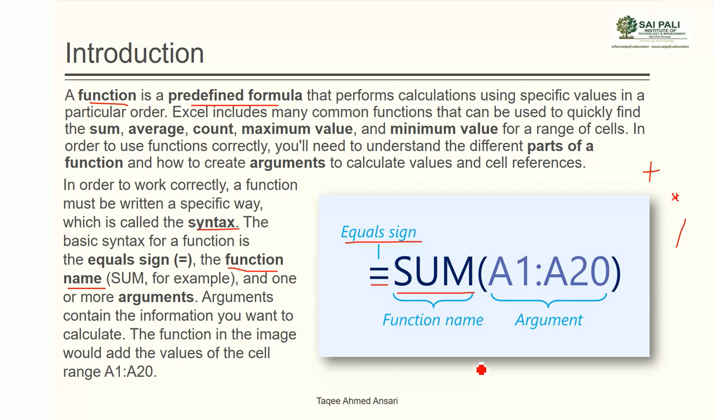And then you can mention one or more arguments. Arguments depend on the function which you are using. Some functions accept one argument, some functions accept multiple arguments. So it depends on the function what argument we want to give. For example, here this function adds all the values in the reference which we mentioned. Here I am mentioning the reference from A2 to A10, so it will add all the values of this range. That is what this SUM does.